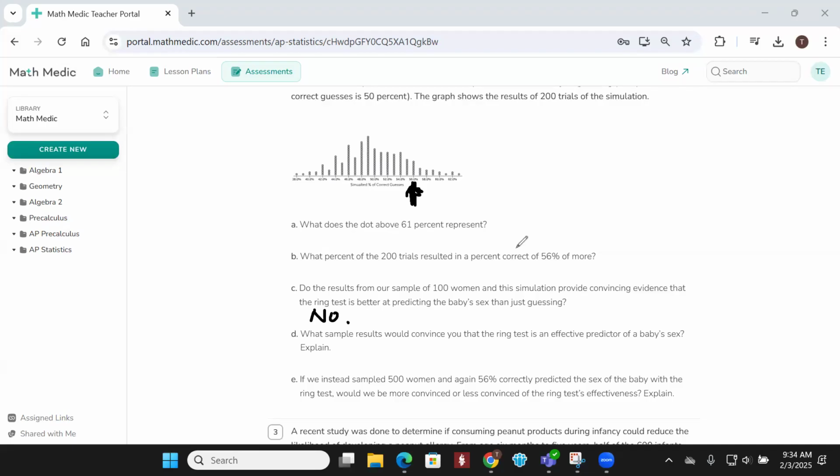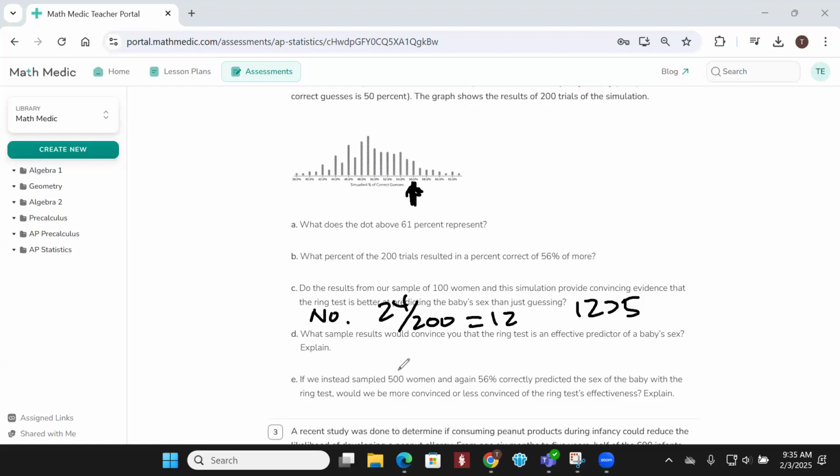How many trials, out of the 200, were above the 56%? So you're saying no, there's not convincing evidence that the ring test is better than just guessing. And that's because 12% is bigger than 5%. Right? Remember, 5% is our number for statistically significant, right?